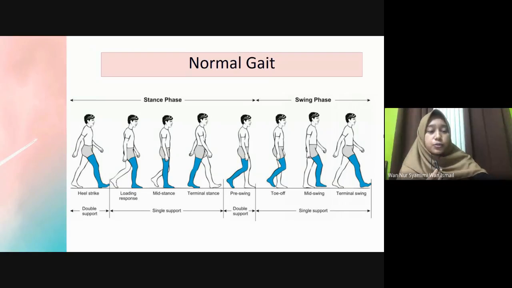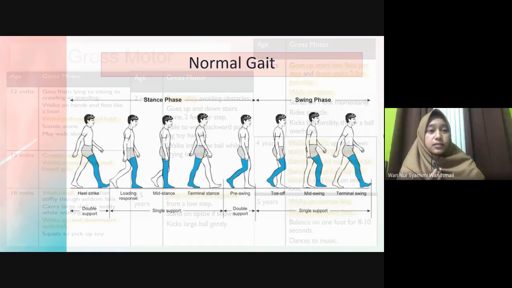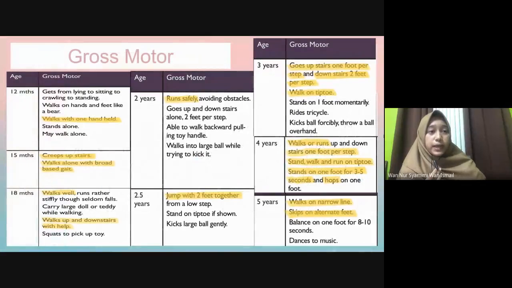Each phase has its own steps. We need to know that this normal GATE can usually only be seen in adult GATE. In children, usually those aged 6 years old can have this type of adult GATE. But what about a younger age group? Next slides. That's why we need to go back and look at their gross motor capability. It's different according to the age group.